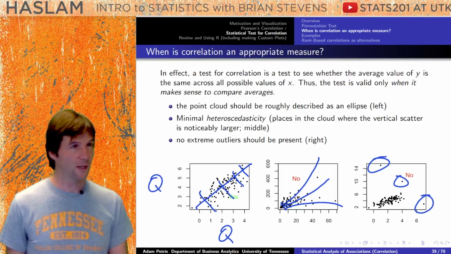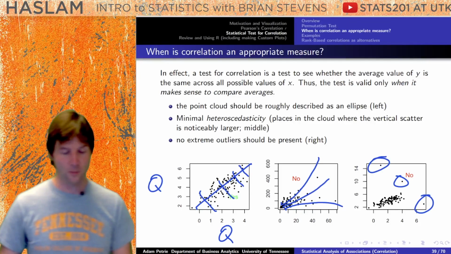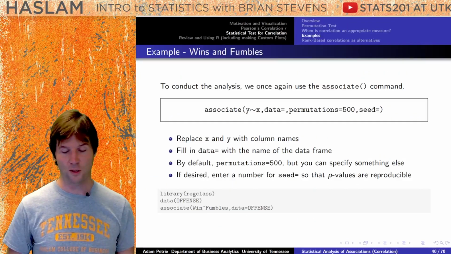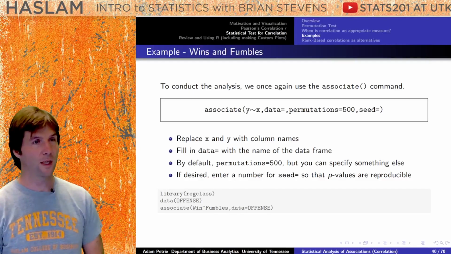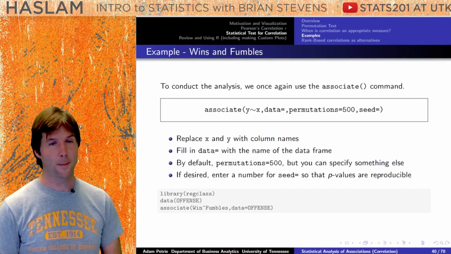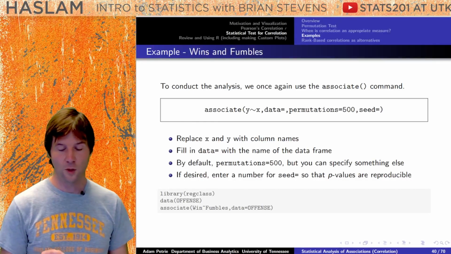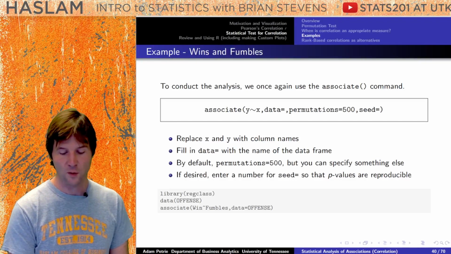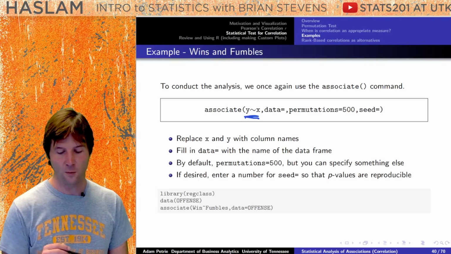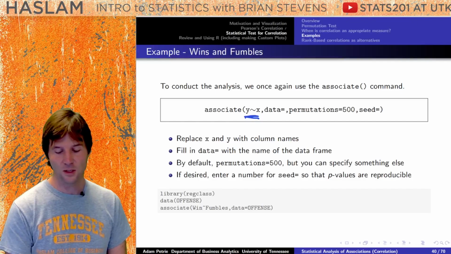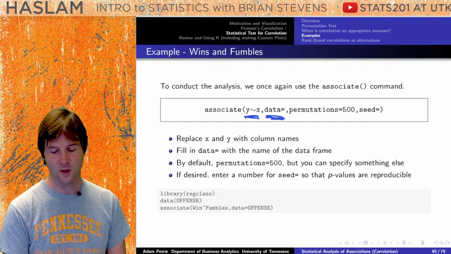So identifying these things through the visual is what's going to be important to knowing when to use correlation. The associate command is something we've used throughout this lecture today. The associate command has multiple arguments we can input. First, we need to give it the formula format of y tilde x. Next, we need to tell it what data frame those variables are inside of.